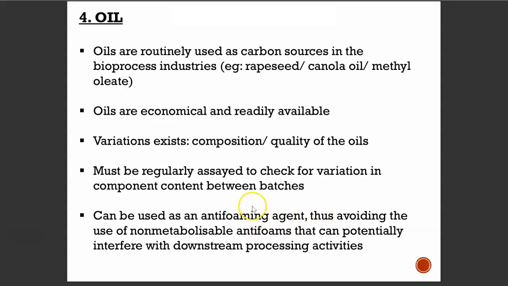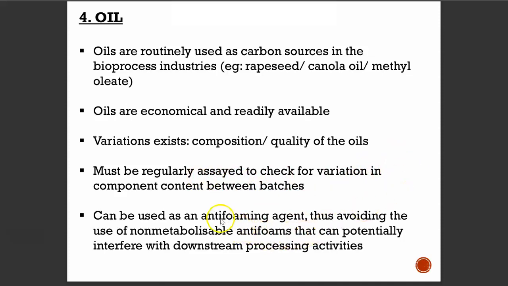And the fourth type of energy source is oil. Oils are routinely used as carbon source in the bioprocess industry. Examples of the oils are rapeseed, canola oil, and methyl oleate. Oils are economical and readily available, but variation exists. Hence, the composition and the quality of oils also vary. They must be regularly assayed to check for variations in component content between batches.